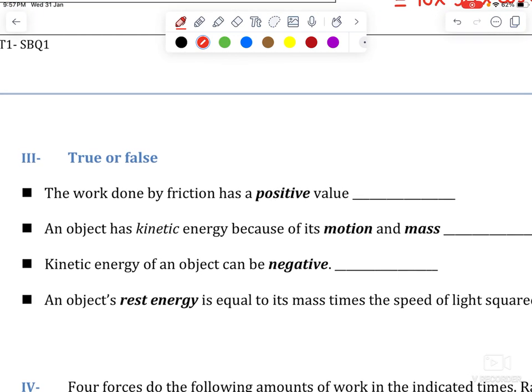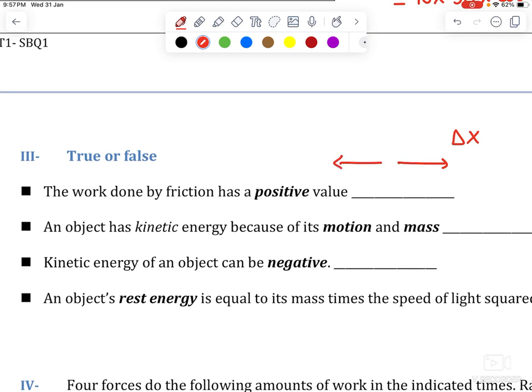Now, true or false, the work done by friction has a positive value? No. Whatever the displacement was, the force of friction is always opposing the motion with an angle of 180, so this is false.